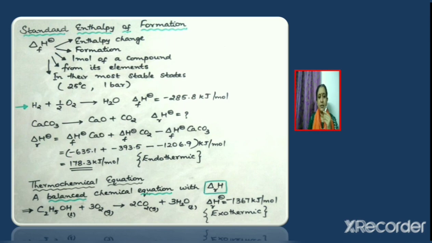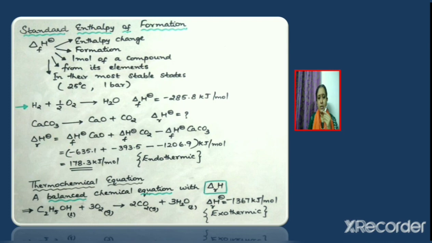Now consider the formation of water from the elements hydrogen and oxygen. How can we frame the equation? H2 plus half O2 gives H2O. Note that here 1 mole of the compound is formed and the compound is formed from the elements. So here in this case, the enthalpy change accompanying can be taken as standard enthalpy of formation. Delta H naught F is equal to minus 285.8 kilojoules per mole.